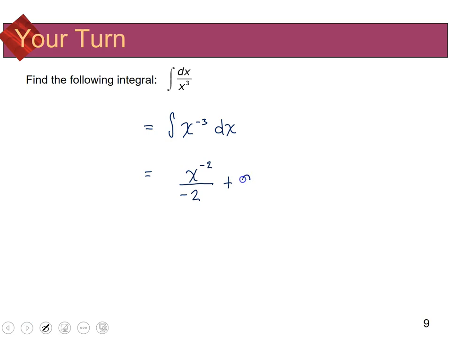Now I have to put an arbitrary constant c at the end to indicate that I can have a multitude of different answers. Now that's an acceptable answer. I can rewrite this as negative 1 over 2x squared. That's another way of writing it, and that's more of a simplified version of it, so that might be the more common way you would tend to see that answer.